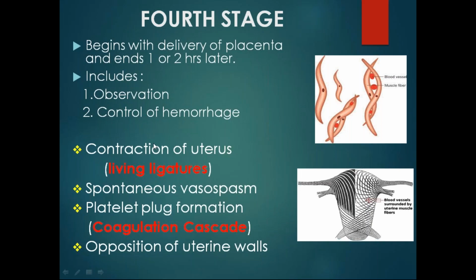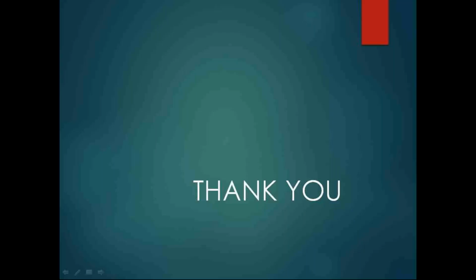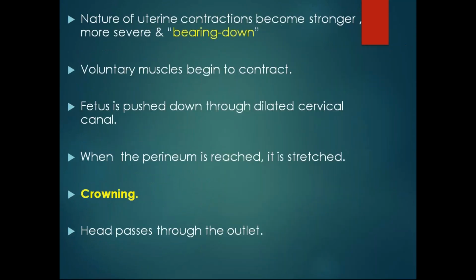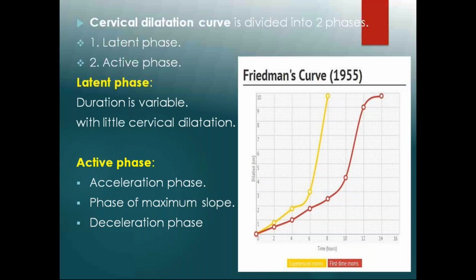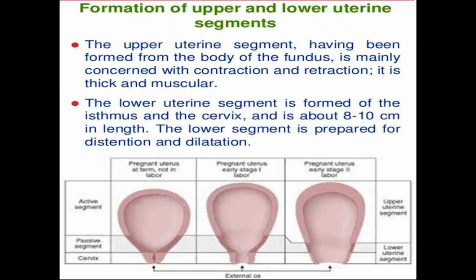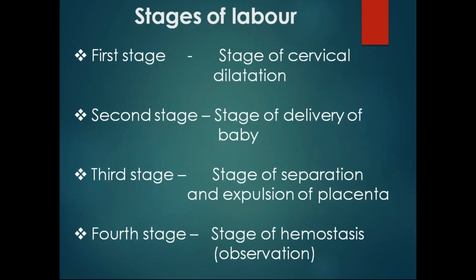So just to repeat, you know the stages of labor. The stages are: stage of cervical dilatation, stage of delivery of the baby, stage of delivery of the placenta, and stage of hemostasis. As simple as that. Coming to the first stage, what did we have?